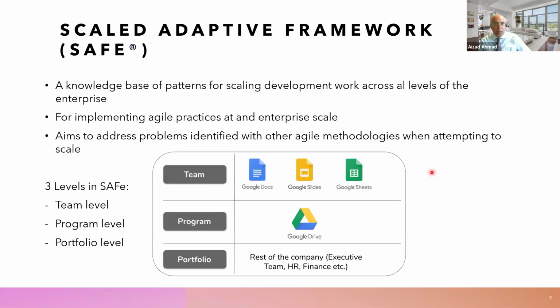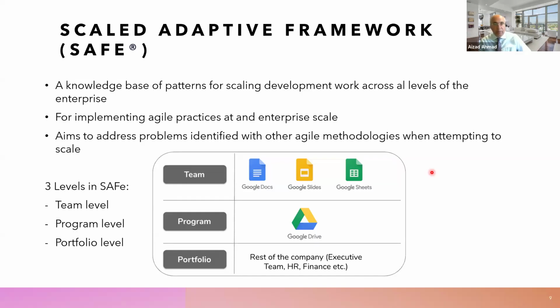The Scaled Agile Framework, SAFe. This is a knowledge base of patterns for scaling development work across all levels of the enterprise. In order to implement agile practices at an enterprise scale, we use SAFe. There are three levels in SAFe: the team level, the program level, and the portfolio level.